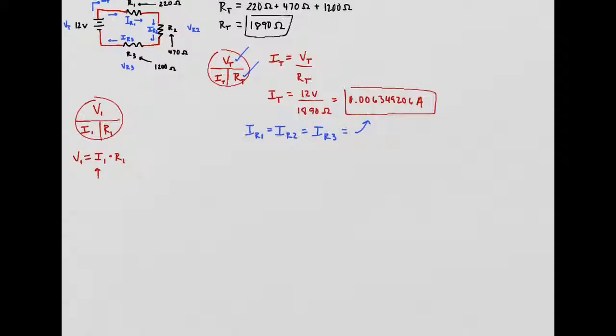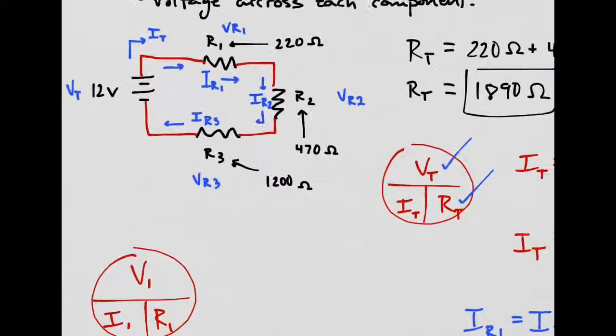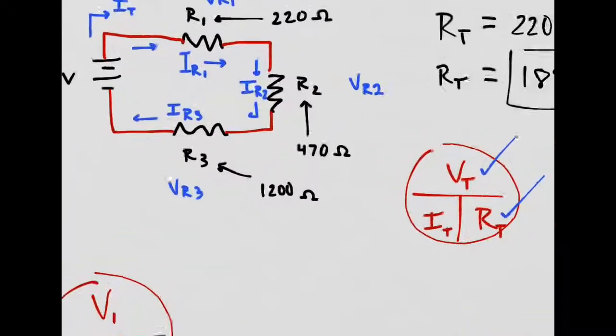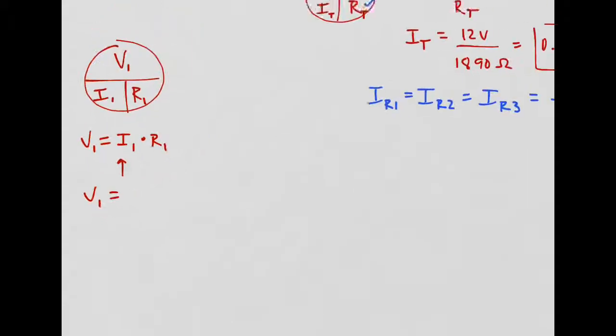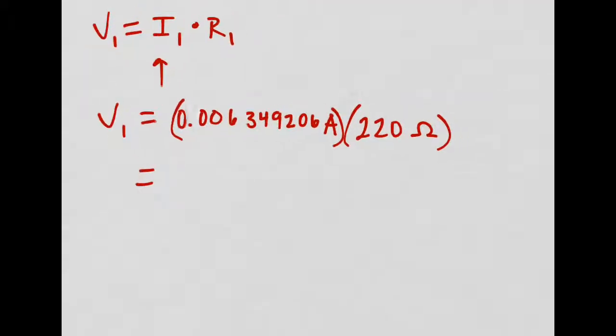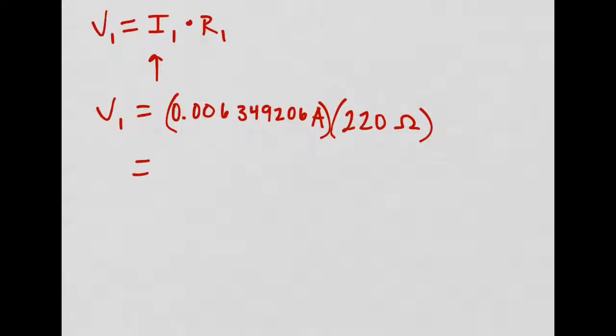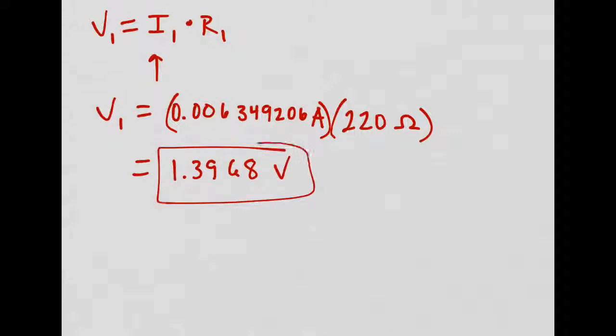And then the resistance is given, right? The resistance is 220 ohms for R1. So V1 will be, well, I guess I have to write it. So we have that, and the voltage is 1.3968. I'm going to leave it there. And volts, right? So that's V1.